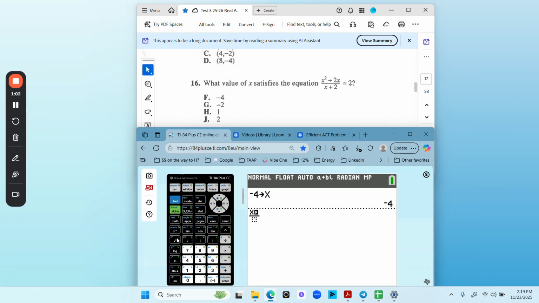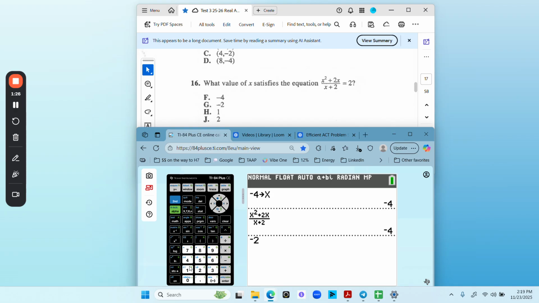And I'm going to type in the problem. X squared plus 2x over x plus 2. And I know if I have the right answer because it should give me 2 as what this simplifies or what this equals. And obviously it didn't. So now this is how quickly you get to check your other answers.